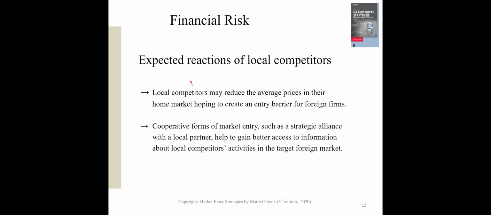And also, we have to consider the expected reactions of local competitors. Local competitors may reduce the average prices in their home market, hoping to create an entry barrier for foreign firms. And for that reason, cooperative forms of market entry, such as strategic alliances with local partners, may help to gain better access to information about local competitors' activities in the foreign target market.